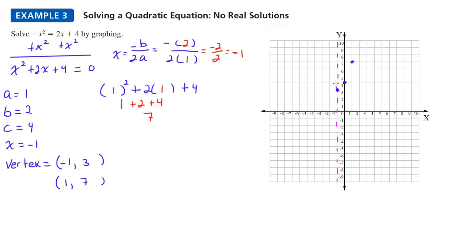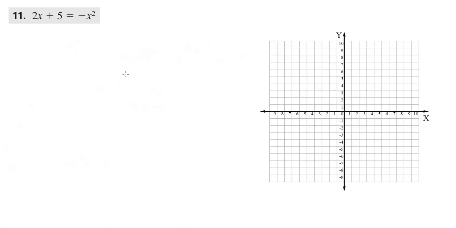Now let's reflect. This point is 1 step to the right of the axis of symmetry. Its partner will be 1 step to the left. And this point is 2 steps to the right. So its partner will be 2 steps to the left. And so here is our parabola. And now we can understand why this is no real solutions, because we see that this parabola does not intersect the x-axis at all.